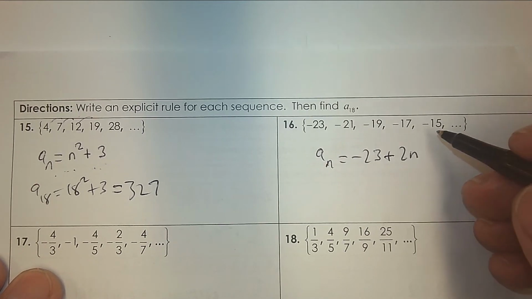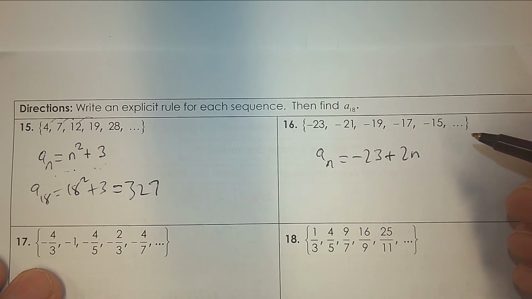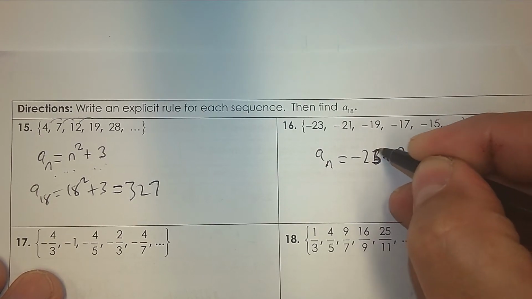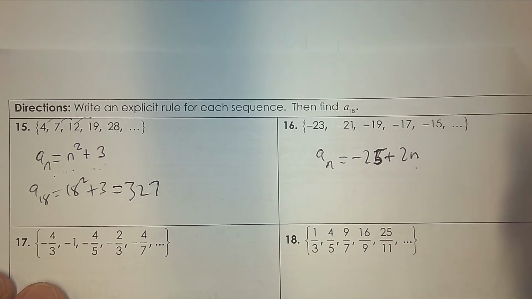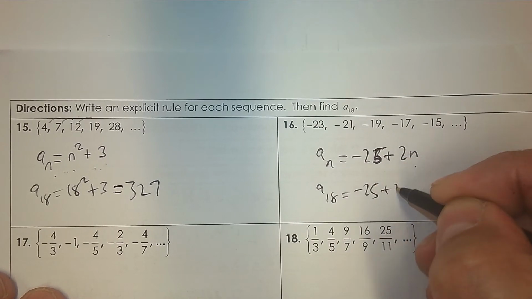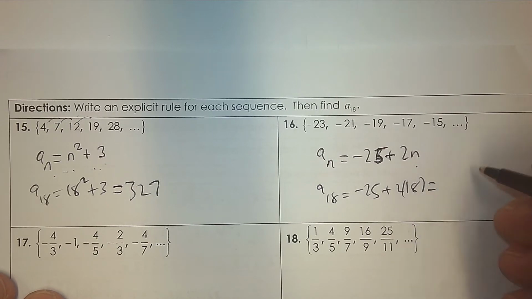So if I put in 1, this needs to be negative 25 for this to work. So if I put in 1, it's 23, and so on. Then if I want to find the 18th term, plug it in, you get 11.